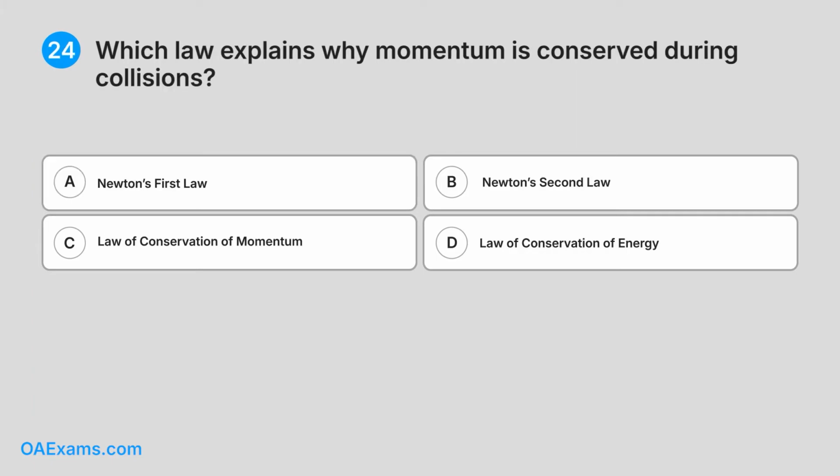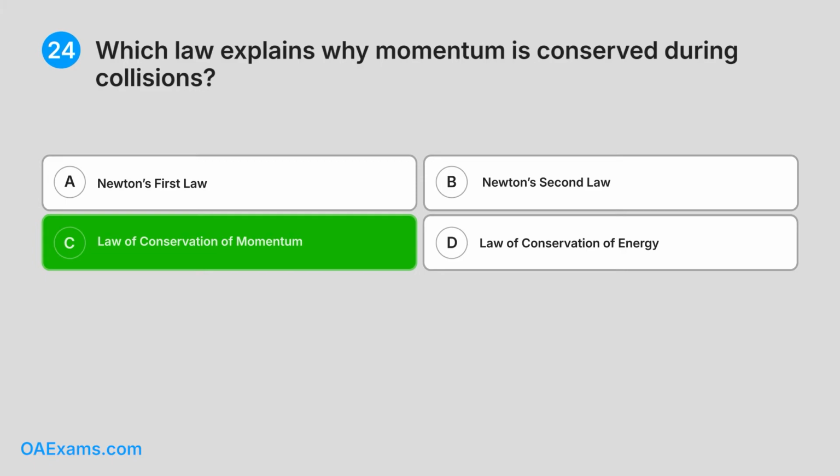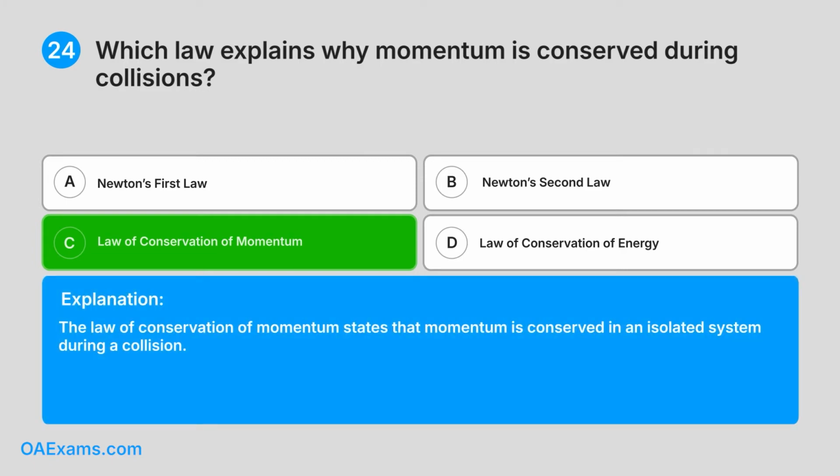24. Which law explains why momentum is conserved during collisions? A. Newton's first law. B. Newton's second law. C. Law of conservation of momentum. D. Law of conservation of energy. What do you think is the answer? Correct answer. C. Law of conservation of momentum. Explanation. The law of conservation of momentum states that momentum is conserved in an isolated system during a collision.